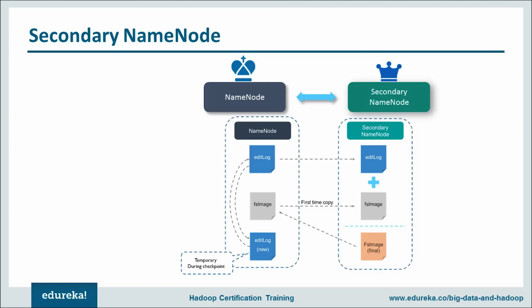Here's the FS image and the edit log. The FS image is on the disk and the edit log resides in your RAM. What the secondary NameNode does is that it first copies the FS image and the edit log and adds them together in order to get the updated FS image, and then this FS image is copied back to the NameNode. And now the NameNode has an updated FS image, and in the meantime, a new edit log is created while the checkpointing is happening. So this process keeps going on, and hence it helps the NameNode keep an updated copy of the FS image of the transactions every hour.